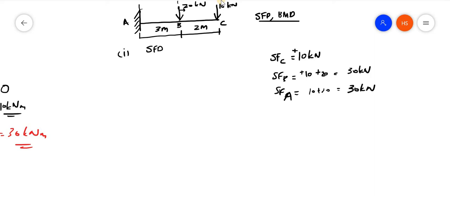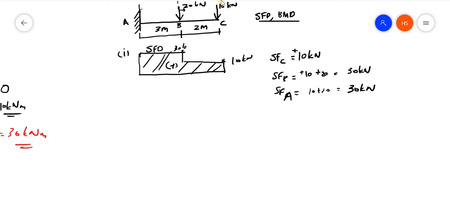If I am drawing this shear force diagram, here it will be 10, here it will be 30, and again 30. Therefore my figure will be like this. It will be a rectangular figure. So this is my shear force diagram. The values you have to write are 10 kilonewton and 30 kilonewton.